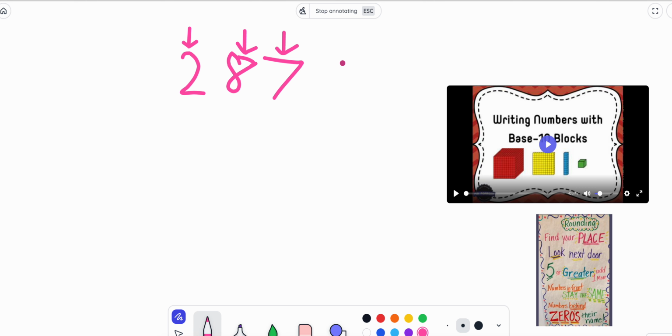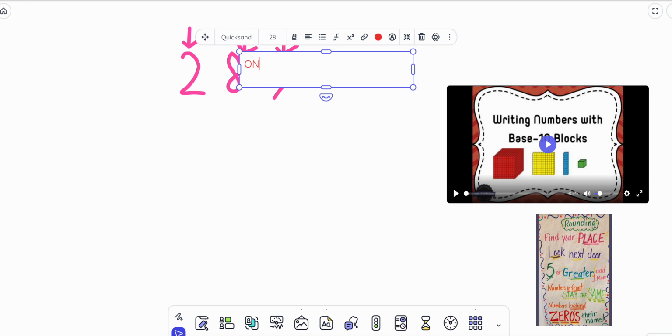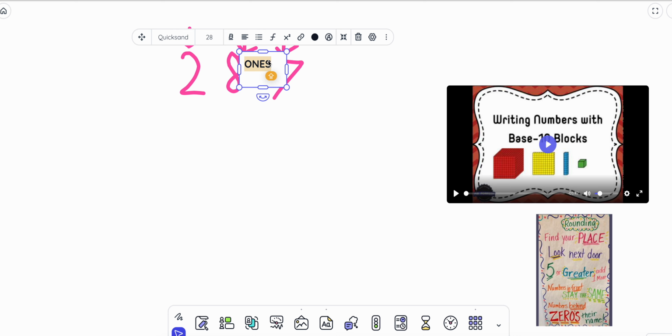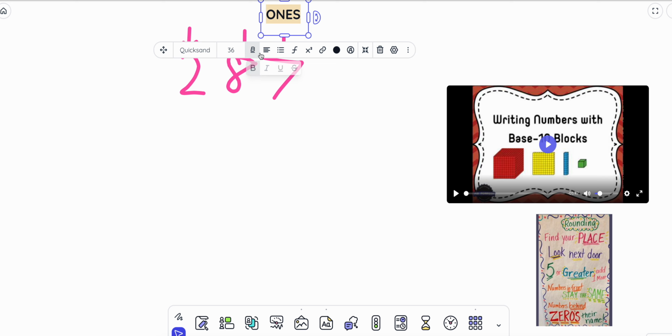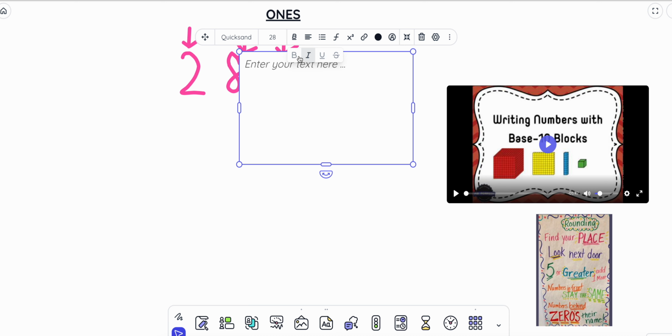We always start from the right and go to the left. So we always start with our ones place. We've got our ones. Then we go next, right? What comes after ones? We've got tens.